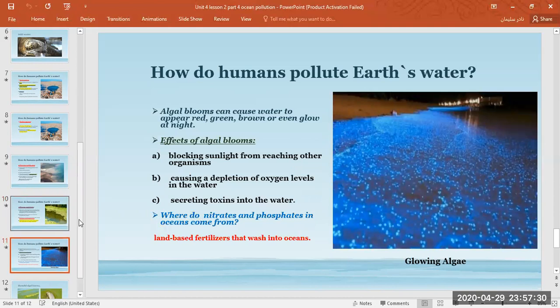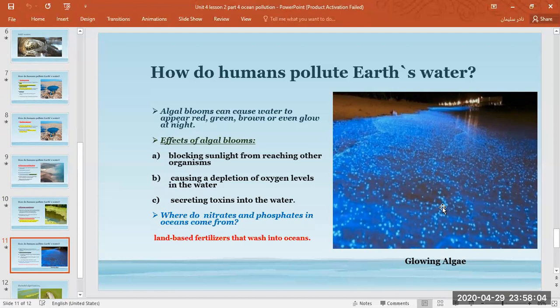This algal bloom can cause water to appear red or green or brown, or some kinds cause the water to glow. These are called the glowing algae. Do you think that this is good for the environment? Is it good to have extra, overgrowing algae? No, it's not. Algal blooms have negative impacts on the environment.